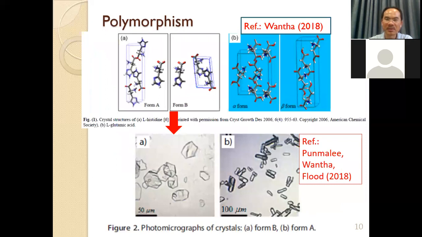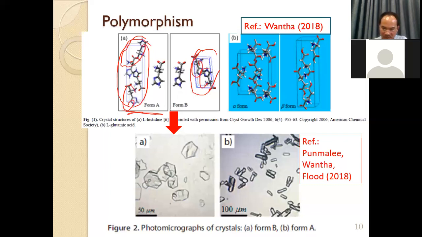Like I show you the polymorphism of histidine and glutamic acid. This is the crystal form in the unit cell in chemistry. We have 1, 2, 3, 4 molecules in form A. That's the crystal in form A. And we have 2 molecules in form B. The shape is longer and looks like a rod. It looks like a plate for form A and rod for form B. This is L-glutamic acid. It's different in crystal structure.